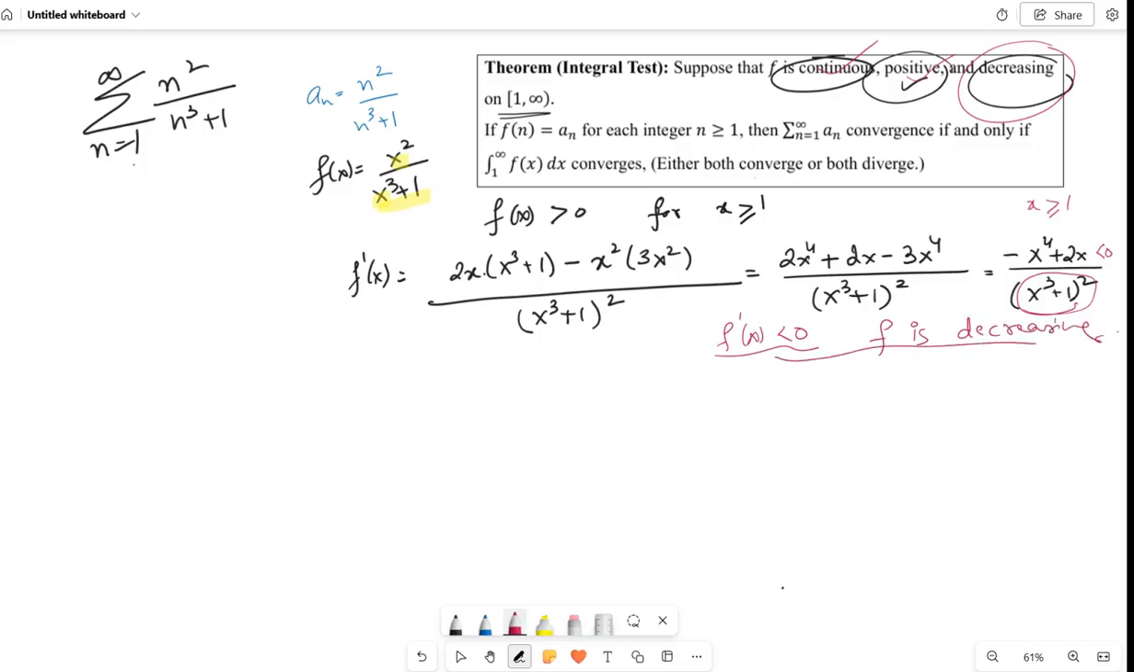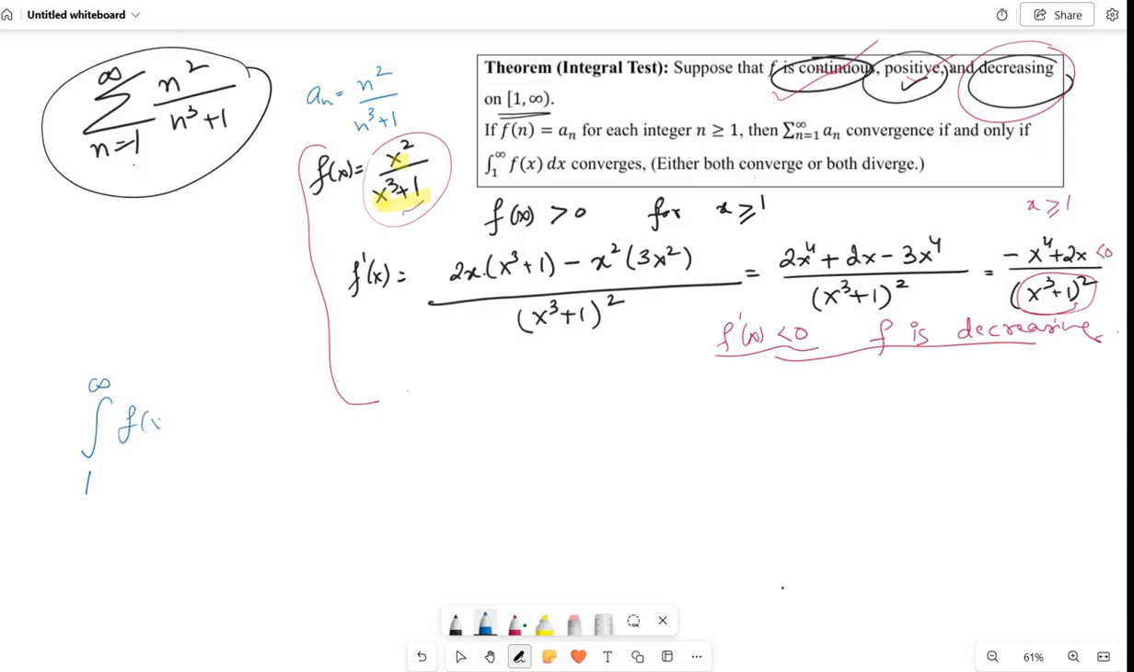Okay, so what are we saying here? We are saying f is a continuous function because we saw the graph. It's a positive function because whenever we put positive numbers in this, it's always going to stay positive. And it's decreasing because the derivative is negative. So you need to show me that these three conditions are checked. That means the series behaves similar to the integral. The integral is 1 to infinity f of x dx.